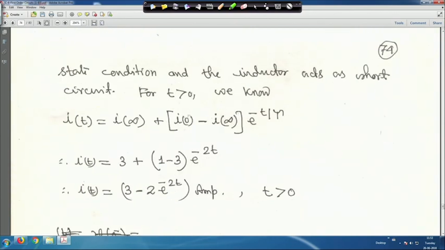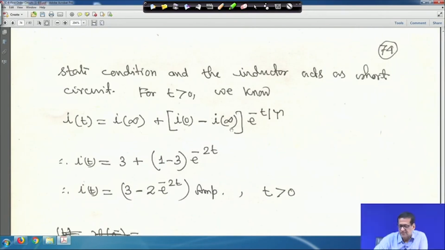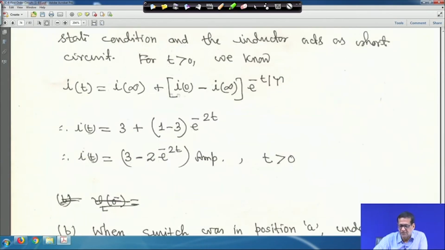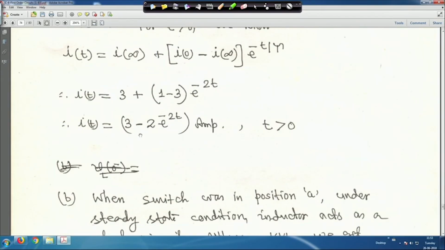Now, for t greater than 0 we know that i(t) is equal to i(∞) plus [i(0) minus i(∞)] e to the power minus t by tau. So, you substitute all these values, i(∞), i(0) and tau, and you will get i(t) is equal to 3 plus (1 minus 3) e to the power minus 2t, or you can simply write 3 minus 2 e to the power minus 2t ampere.